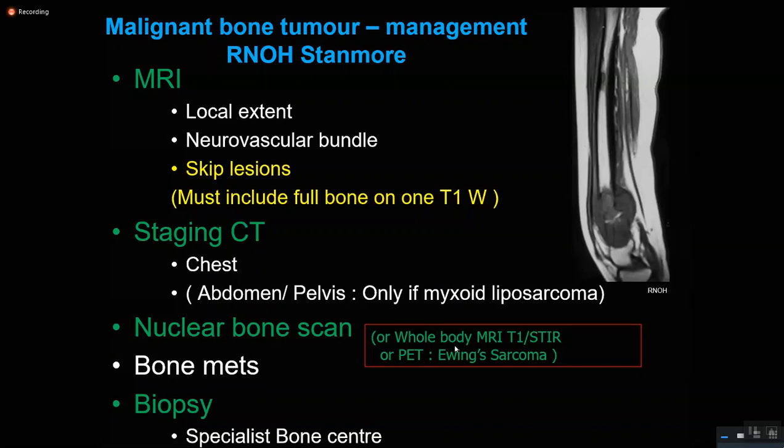In some centers, whole body MR, which includes a T1 star, is now being used. And if there is Ewing sarcoma, there is a role for PET scanning. In the VIVA, you will always say that I will refer the case to a bone tumor center. Never say that I will do the biopsy myself.